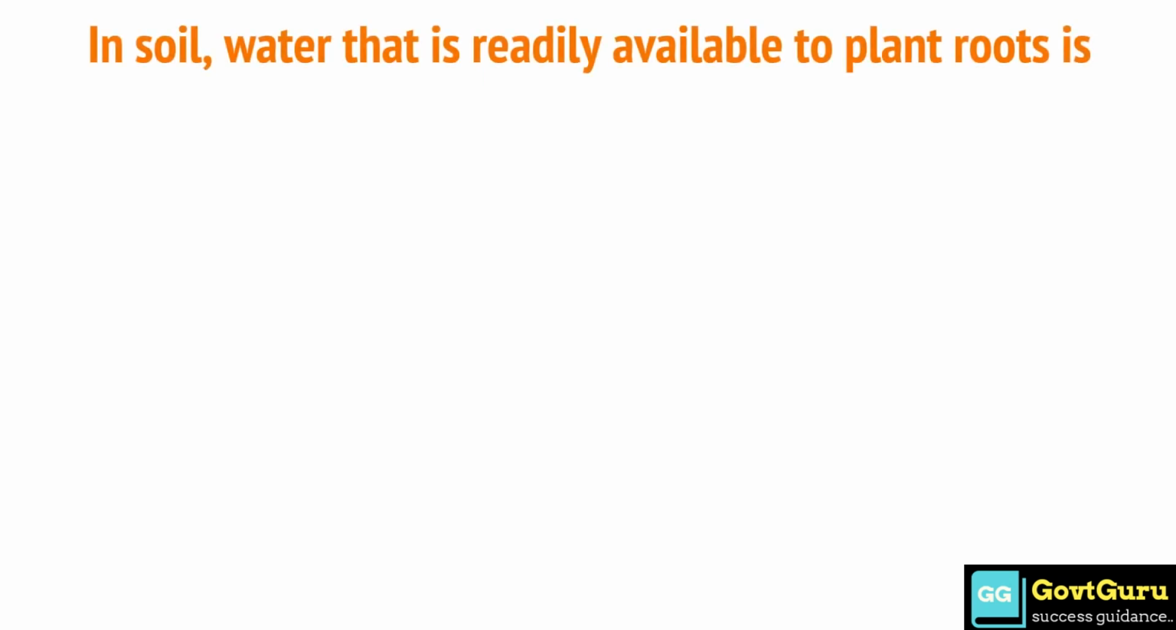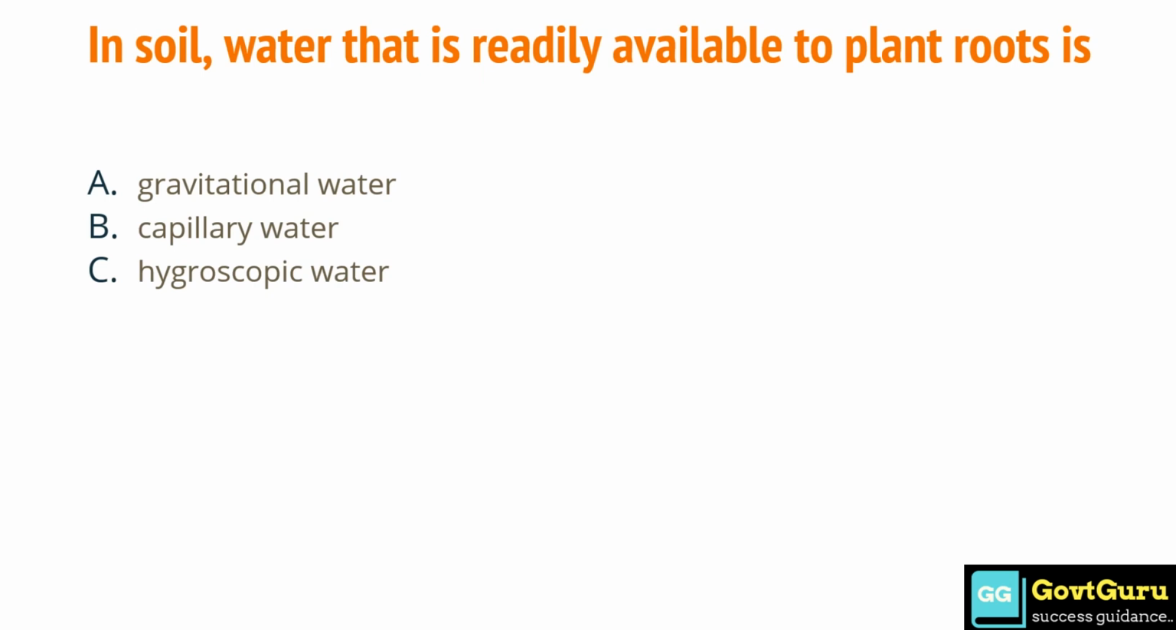In soil, water that is readily available to plant roots is? Option A, gravitational water. Option B, capillary water. Option C, hygroscopic water. Option D, bound water. So the correct answer is option B, that is capillary water.